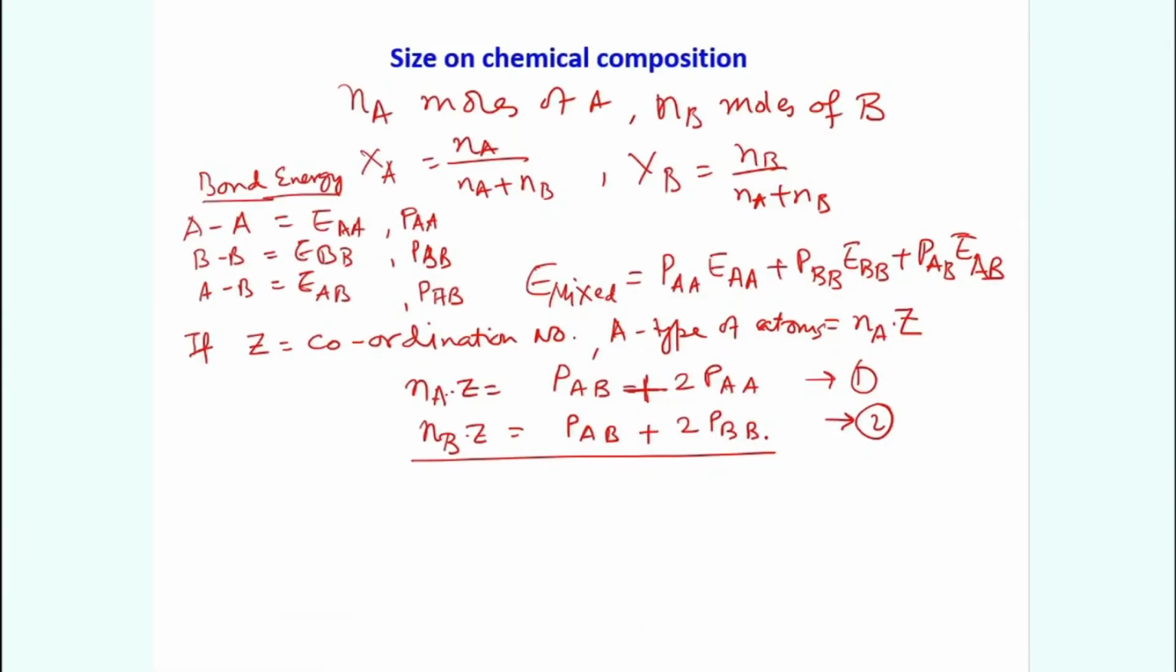From equations 1 and 2, that will give you P_AA equal to N_A Z by 2 minus P_AB by 2, and P_BB equal to N_B Z by 2 minus P_AB by 2. You do it yourself, right. I am not doing it, but it is easy. Basically, you have to subtract, then you will get it very easily. So now let us calculate E mixed. Now we know how many AA bonds, BB bonds and AB bonds, everything we know. So what is E mixed?